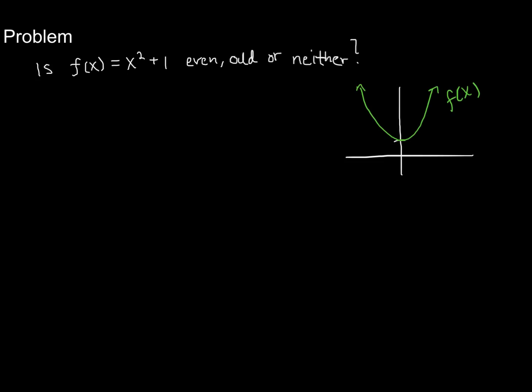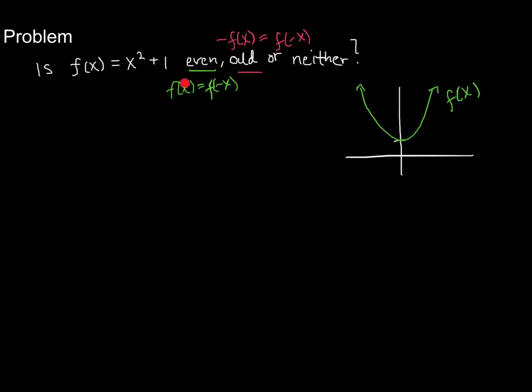Remember, to prove that something is even, we need to show that f of x is equal to f of negative x for all x values. To show that it's odd, we need to show that negative f of x is equal to f of negative x. So how would we actually do this? How would we show that, hey, if I plug in some value x, it's equal to what I'd get if I plug in its opposite value?